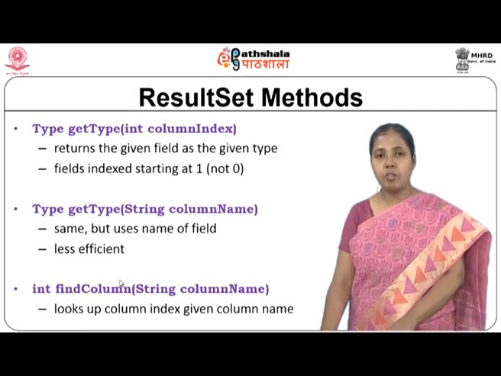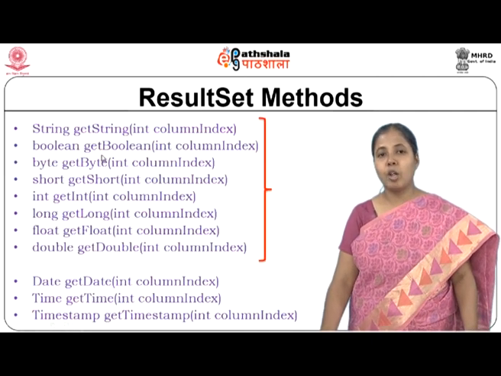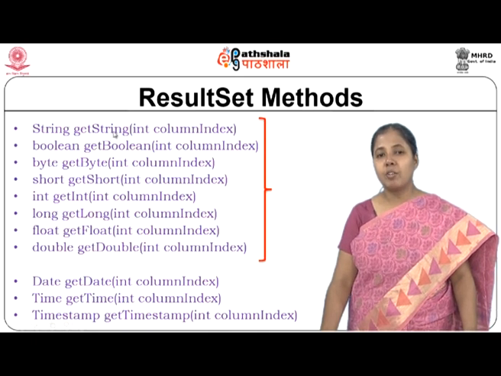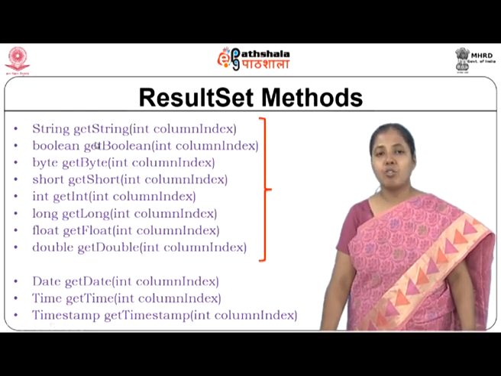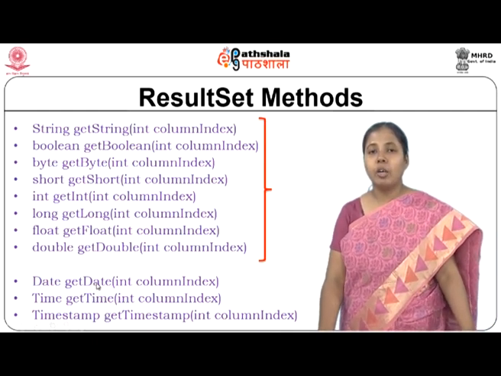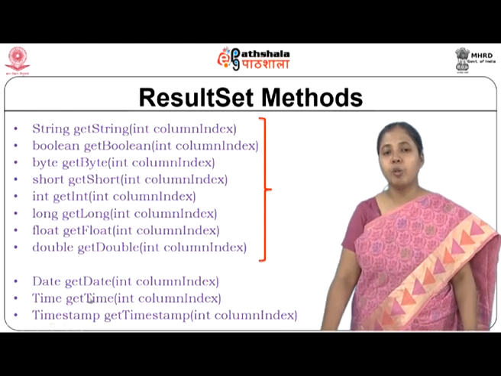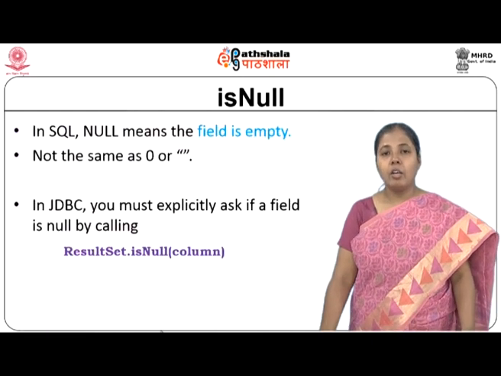So, these are some of the methods in the result set. As I told you, there are methods like getType, where the type varies depending upon the 8 primitive types supported in Java. You can see here, it is getString, getBoolean, getByte, getShort, getInt, getLong, getFloat, and then getDouble. And to support date and timestamp, we have 3 different methods: getDate, getTime, and then getTimestamp.